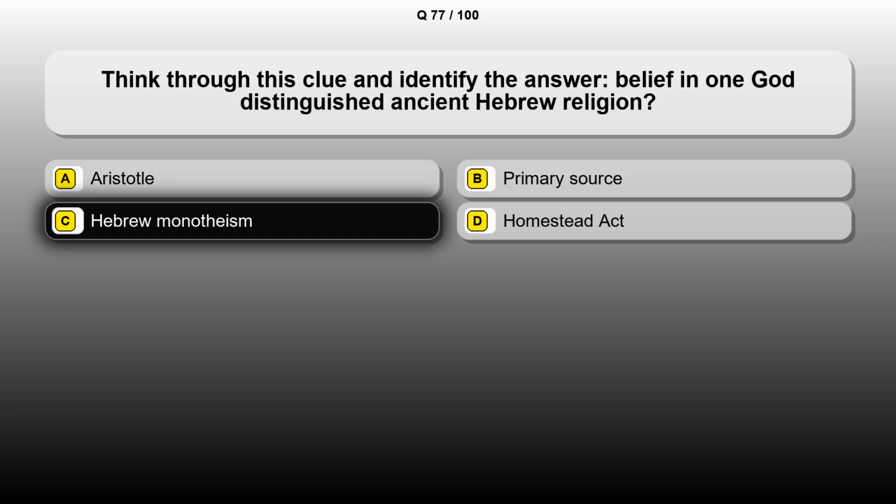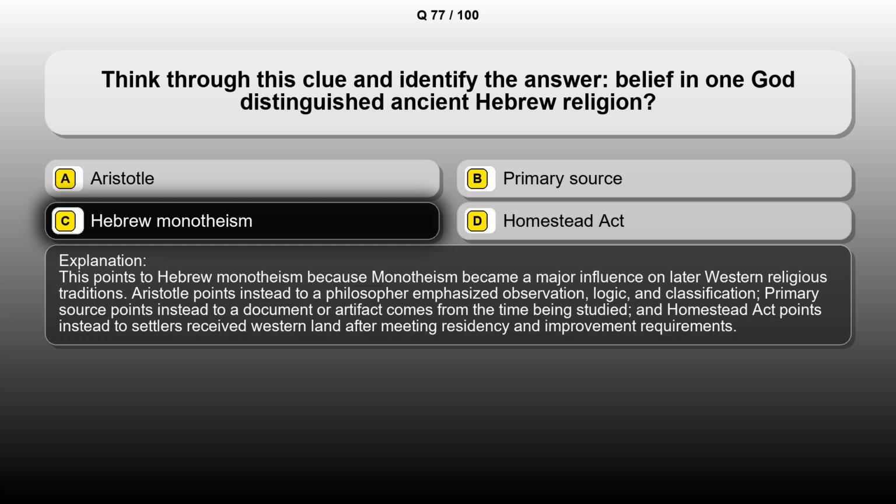The correct answer is option C, Hebrew monotheism. This points to Hebrew monotheism because monotheism became a major influence on later Western religious traditions. Aristotle points instead to a philosopher emphasized observation, logic, and classification. Primary source points instead to a document or artifact comes from the time being studied, and Homestead Act points instead to settlers received Western land after meeting residency and improvement requirements.